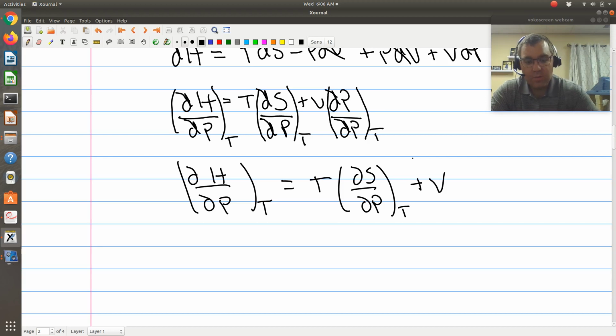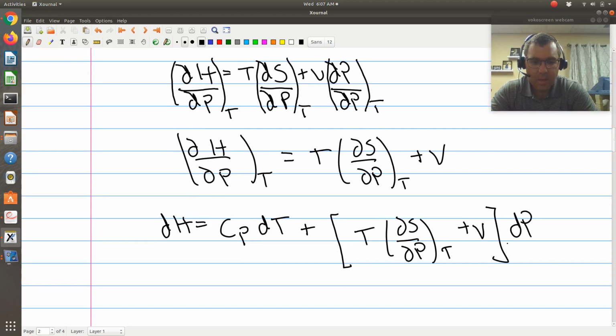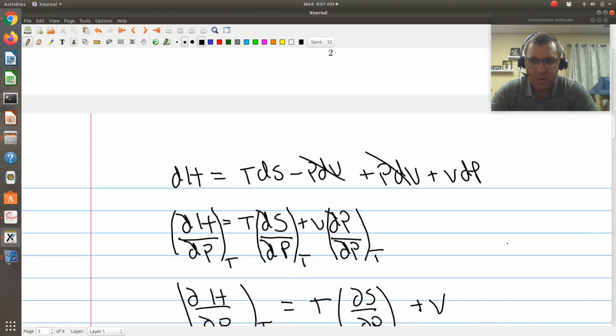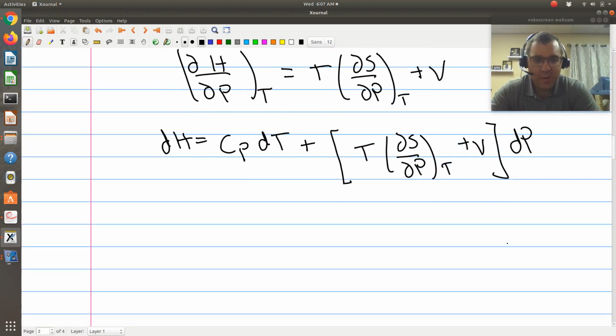Okay, cool. So now we can plug that into our expression. So now we have dH is Cp dT plus T partial S partial P at constant T plus V dP. This was step 3. Is this final expression satisfactory? And the answer is no, because that second term contains S. So I need to get rid of S.